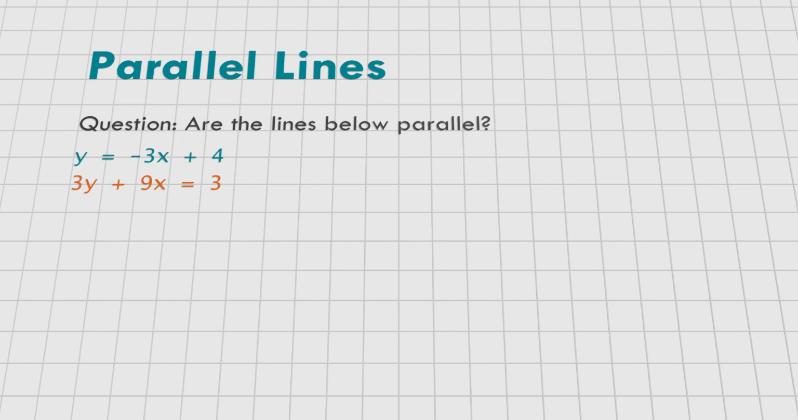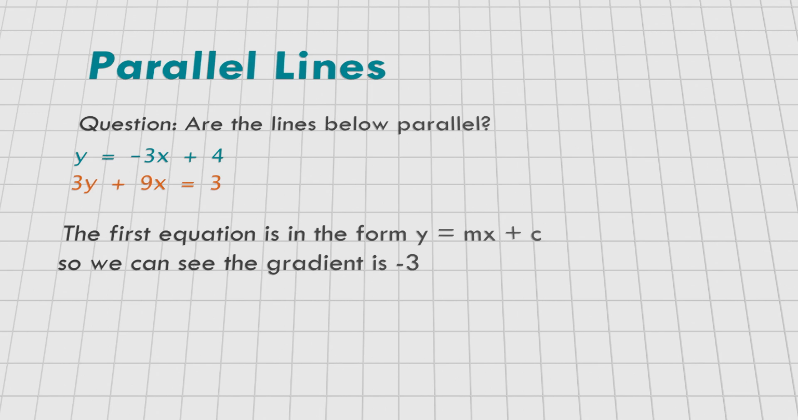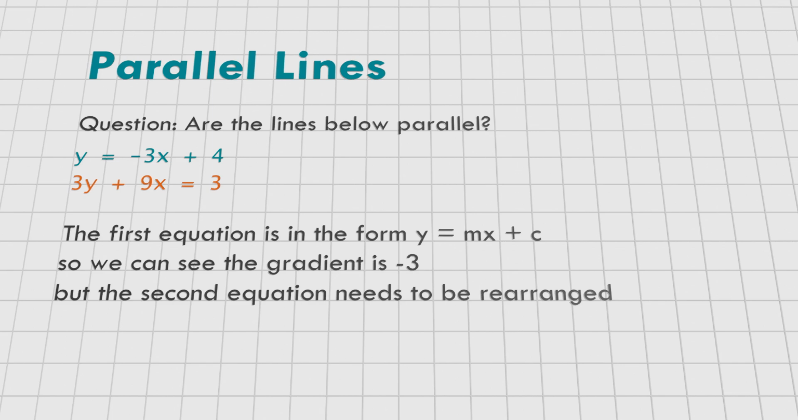Question: are the lines given by the equations below parallel? y equals minus 3x plus 4 and 3y plus 9x equals 3. The first equation is in the form y equals mx plus c, so we can see the gradient is minus 3. But the second equation needs to be rearranged.